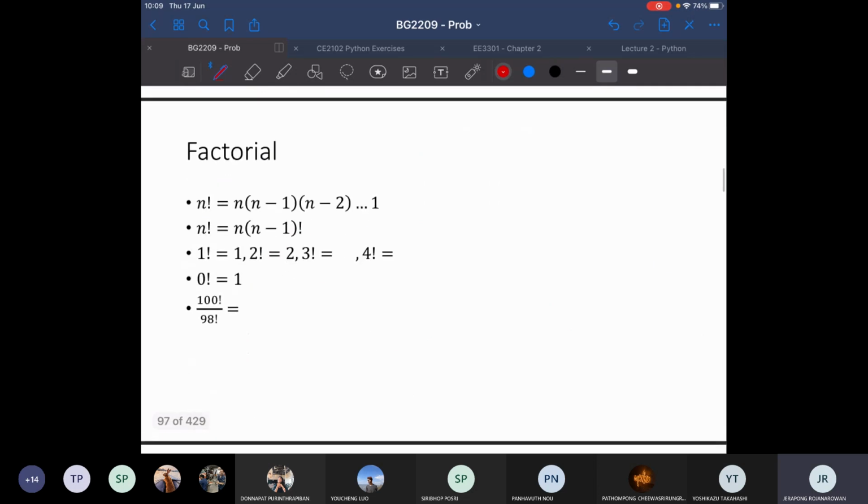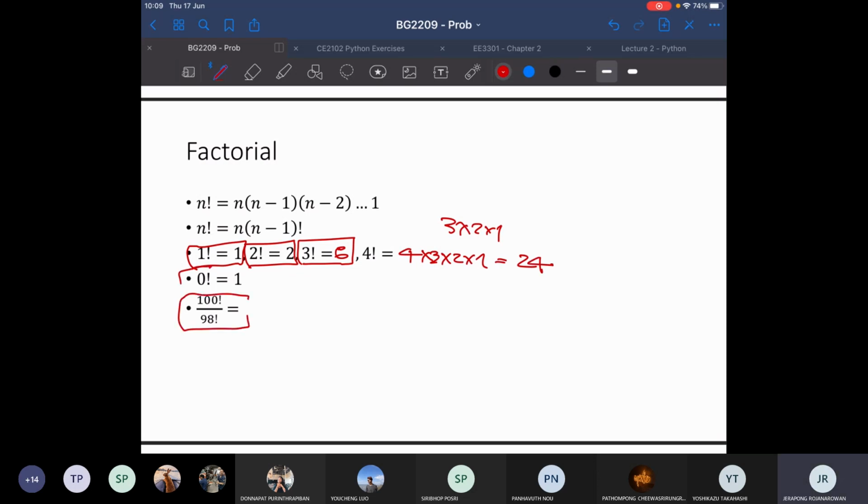So this is going to be the meaning of factorial. 1 factorial is 1, 2 factorial is 2, 3 factorial is 6, right? Because it's 3 by 2 by 1. 4 factorial is 4 by 3 by 2 by 1. So that's going to be 24, right? So this one is also important. 0 factorial is 1, it's not 0.